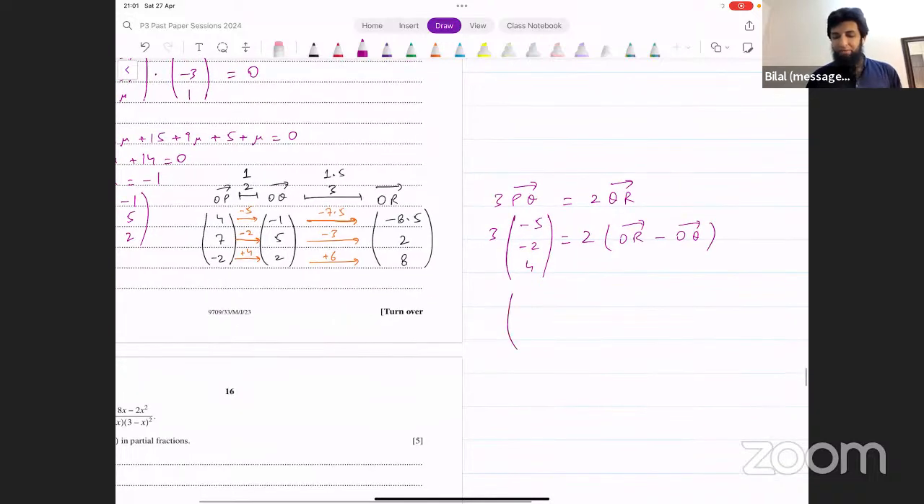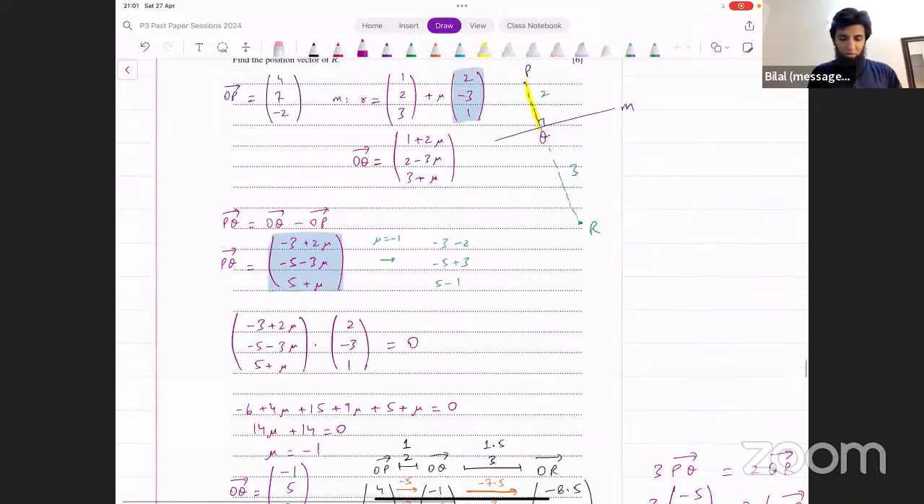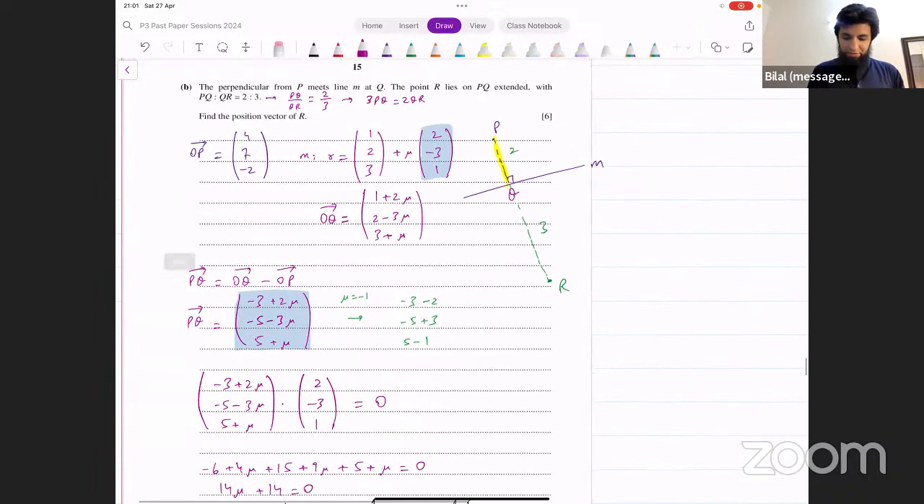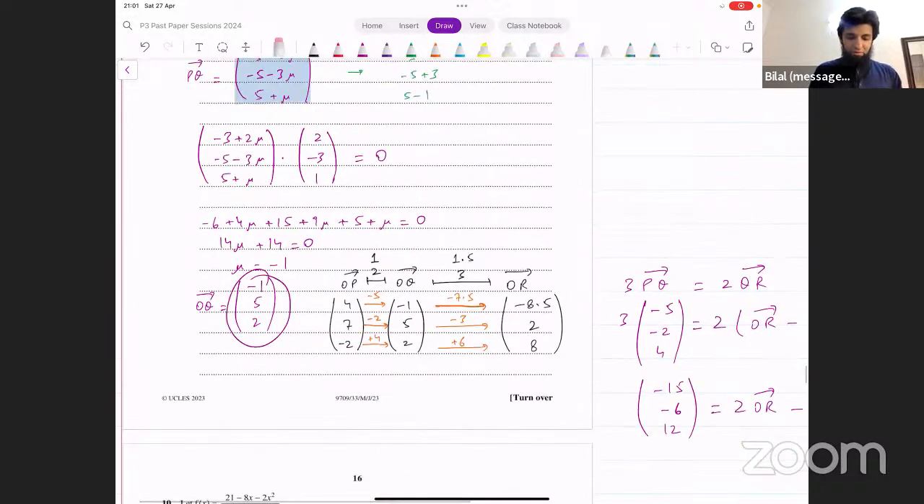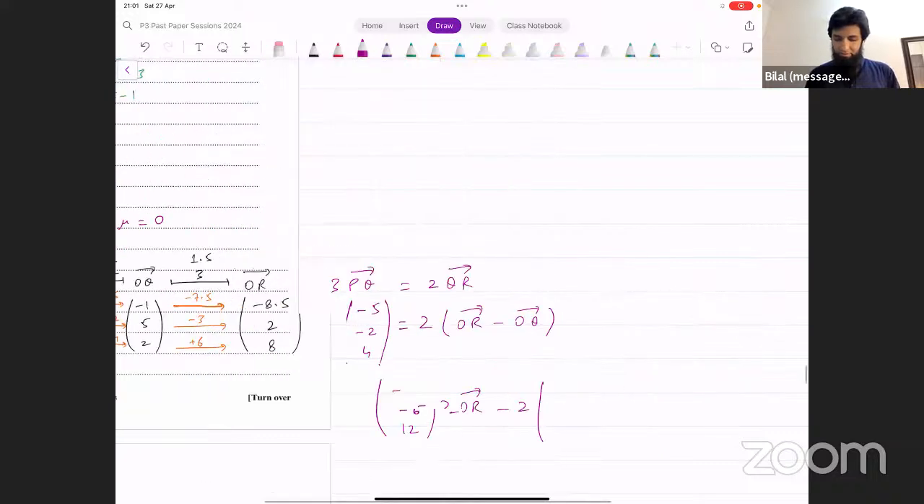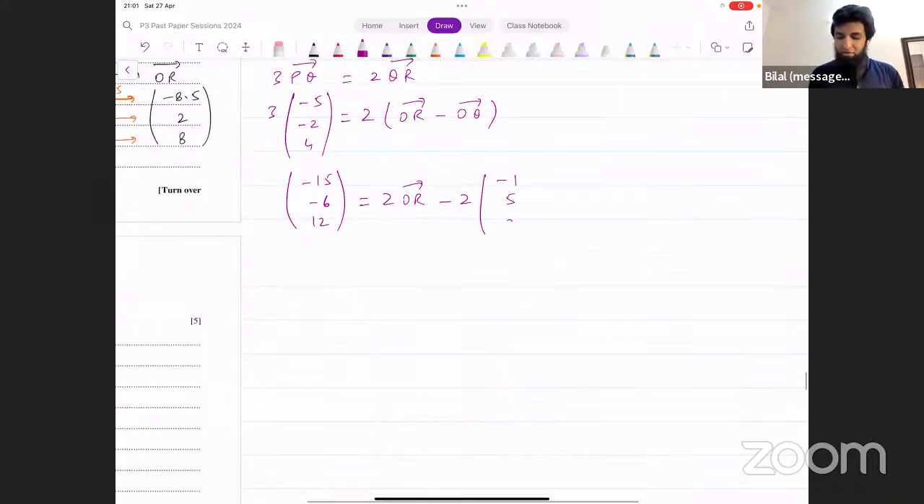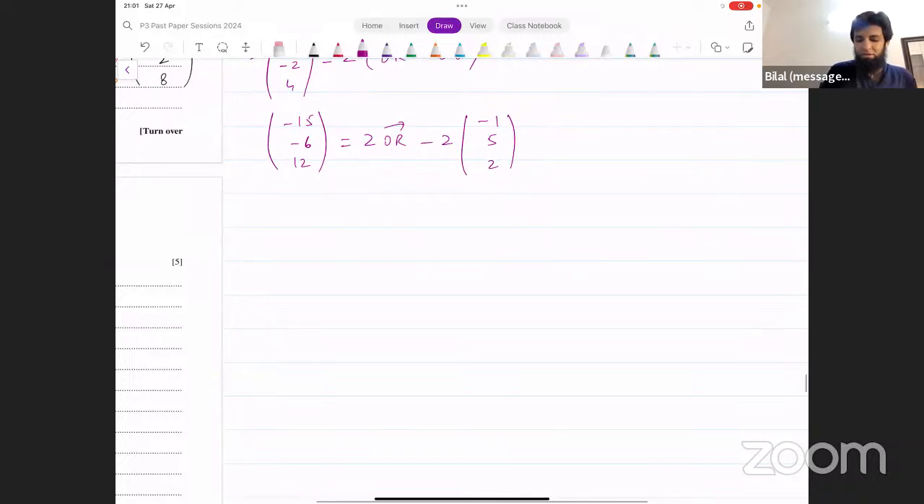And now on the left side, we've got -15, -6, and 12. On the right side, we have 2 into OR. OR is what we have to find out. Minus 2 into OQ. What's OQ? OQ we already know. We found this here as well: -1, 5, and 2. And now we can find OR from this.